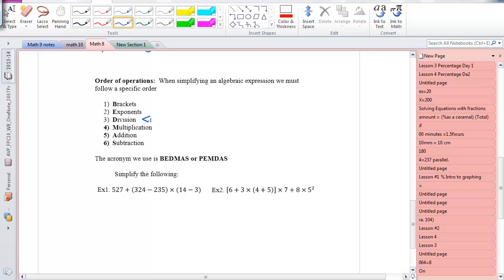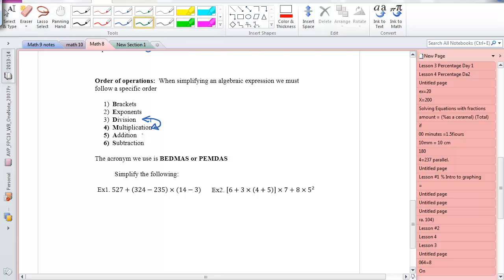Now, with division and multiplication, you can kind of interchange these. If you wanted to do multiplication before division, that's fine, or if you wanted to do division before multiplication, the order of this one doesn't matter. My suggestion is to start at the left, just like you read a book, and then go to the right. So do it in the order that you read it.